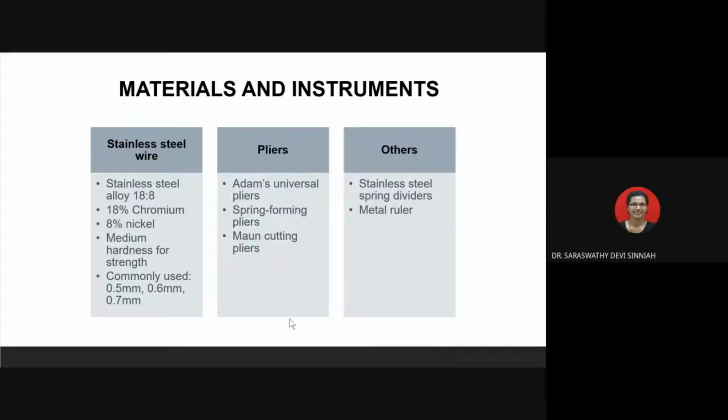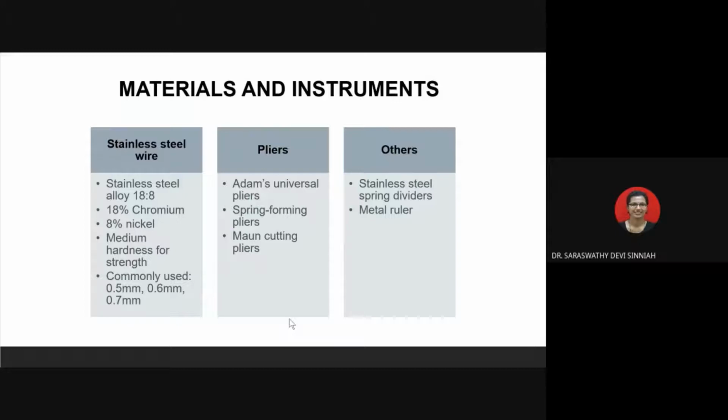Now let's talk about the materials and instruments commonly used with regards to removable appliance. Stainless steel is used for the fabrication of most of the metallic components of an appliance. The most commonly used variety is the 18-8 stainless steel alloy containing 18% of chromium and 8% of nickel.